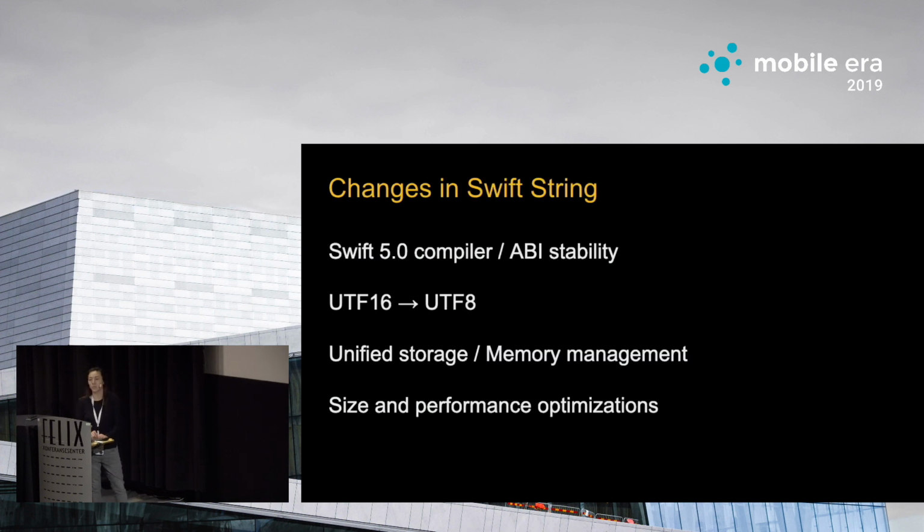So if there are changes in Swift string, it can have big impact on our apps and tools. For example, the Swift 5 compiler shipped with several changes in string. The major change is the encoding scheme change from UTF-16 to UTF-8. This allowed unification in storage for more efficient memory management and better size and performance optimizations.